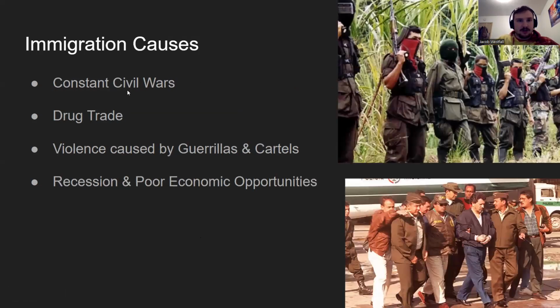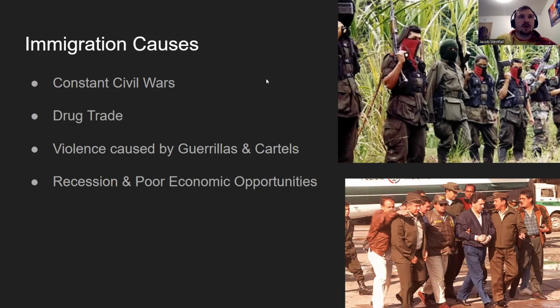Causes for immigration: constant civil wars, as I mentioned earlier. There were 8 civil wars in the 19th century and even more after that. So the violence from that drove a lot of people out. The drug trade, cocaine, drug wars, this led to a lot of people leaving because of the danger in a lot of their cities.